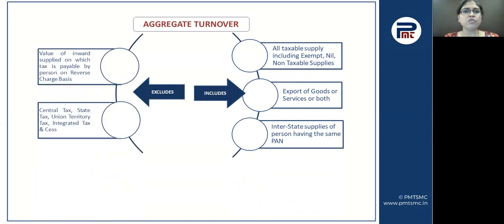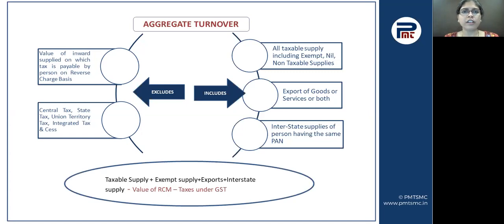And what all it excludes? It excludes only two things, that is value of inward supplies on which tax is payable by a person on a reverse charge basis and the taxes under GST. That is central tax, state tax, union territory tax and integrated tax and cess. So just to summarize, how to calculate aggregate turnover? The simple formula is taxable supplies plus exempt supplies plus exports plus interstate supply and deduct the value of RCM and deduct all taxes which are under GST.